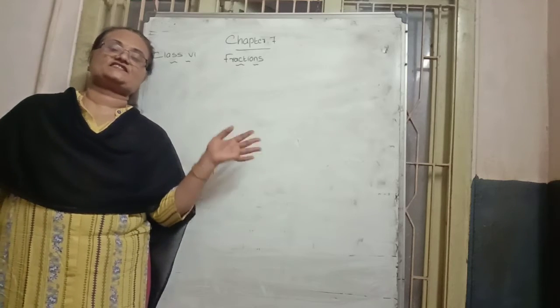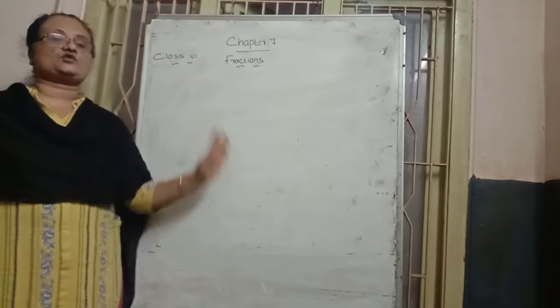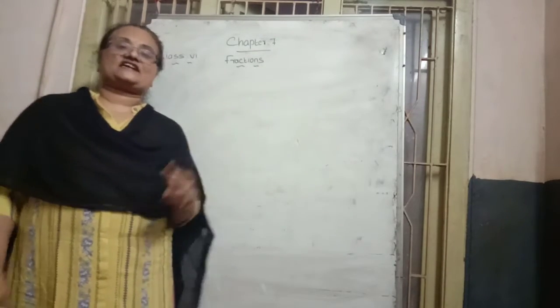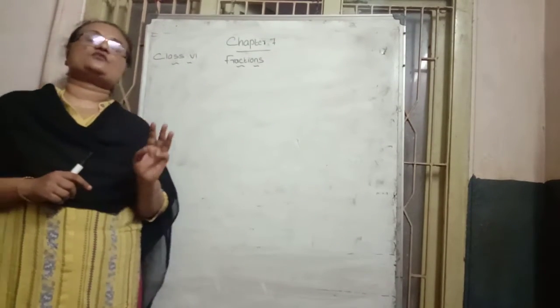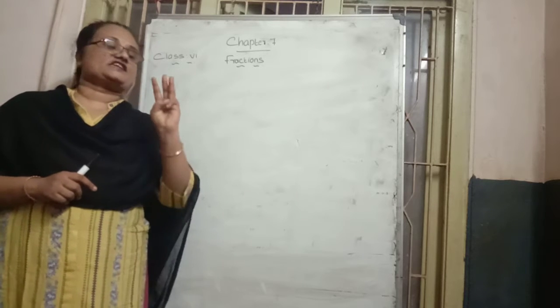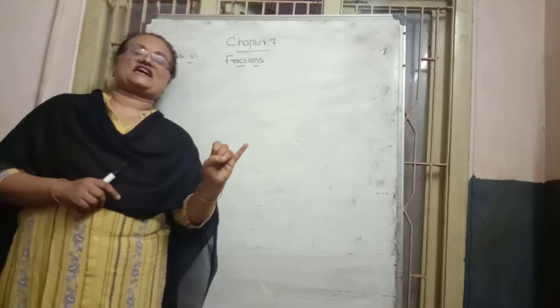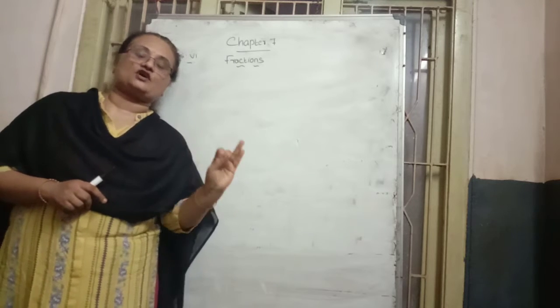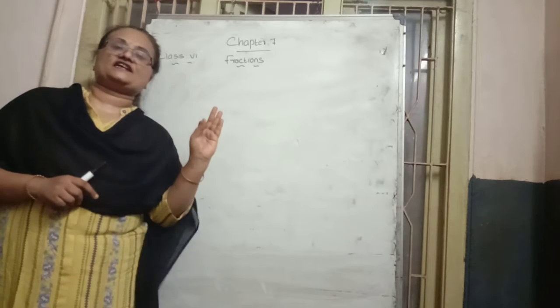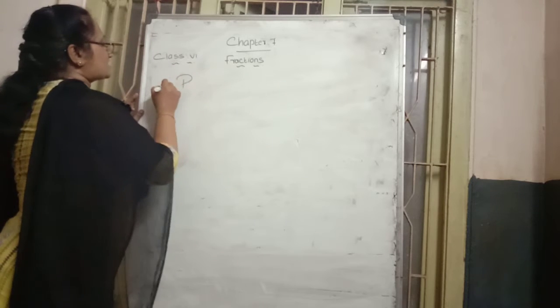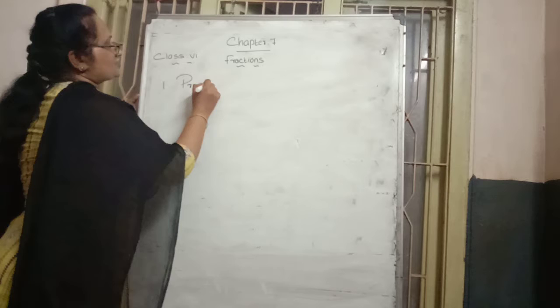Hi students, now we are going to discuss Chapter 7, Fractions. Fractions means there are different types of fractions. There are three types of fraction: one is proper fraction, another is improper fraction, and the third one is mixed fraction. What about proper fraction? First one, proper fraction.